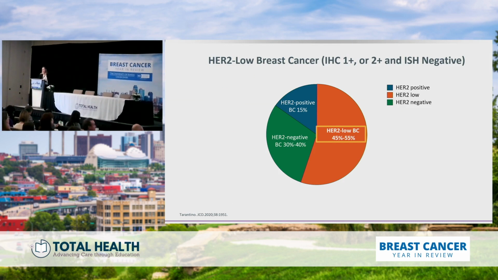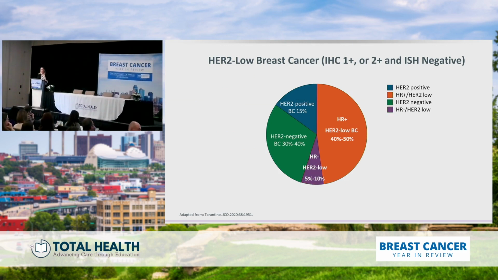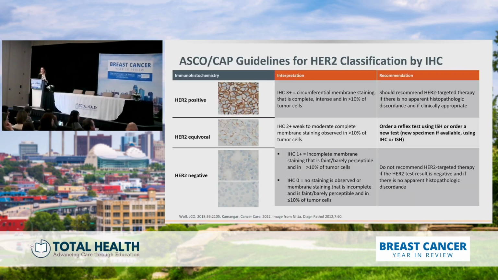So HER2 low breast cancer comprises about 50% of our breast cancer cases, as you can see here. It mostly impacts hormone receptor positive disease. So you can see that small purple wedge at the bottom is the population of patients with conventionally triple negative breast cancer histology who are deemed HER2 low. But it's mostly the hormone receptor positive population that have this HER2 low status.